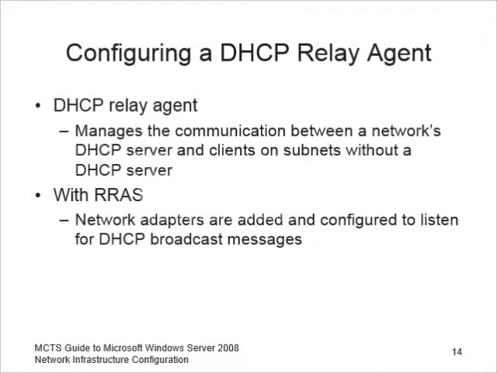Most networks you work on probably have modern network routers. Most of these support the passing of DHCP broadcast messages between subnets without a DHCP server to subnets that contain a DHCP server. These routers are known as RFC 1542 compliant routers. In situations where you don't have this kind of router, you can create a DHCP relay agent using RRAS.